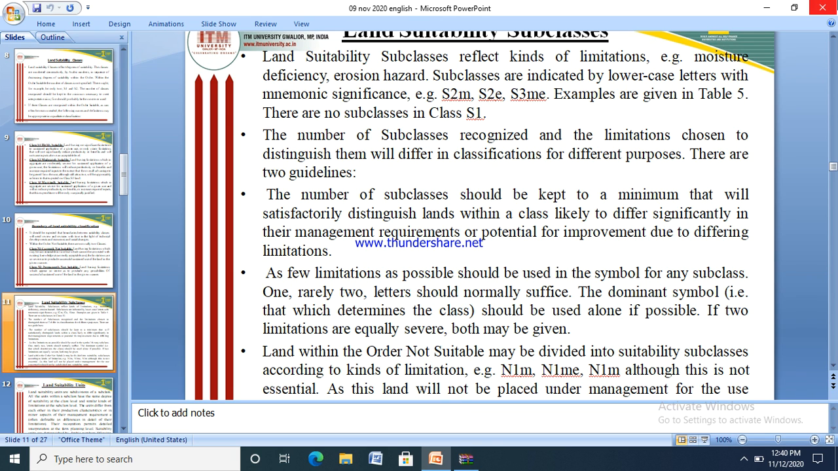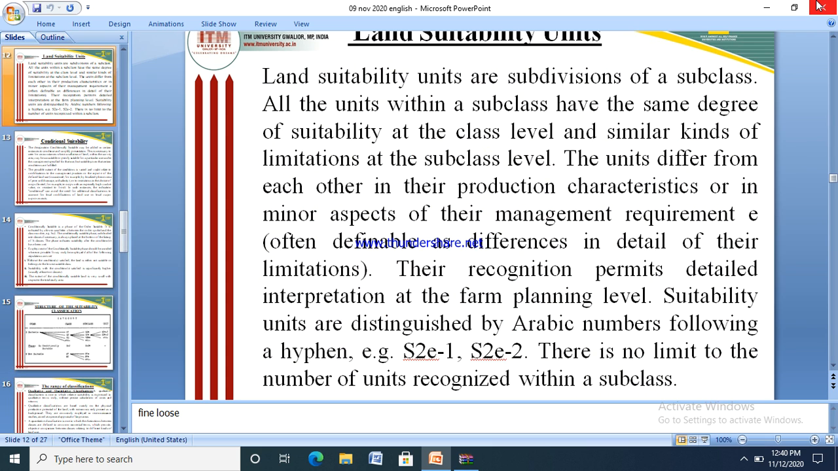This dominant symbol, that is the one which determines the class, should be used if possible. If there are 2 limitations, then they can be equally severe. Both may be given prior importance. Land within the order not suitable may be divided into subclasses. Land suitability units are subdivisions of a subclass.